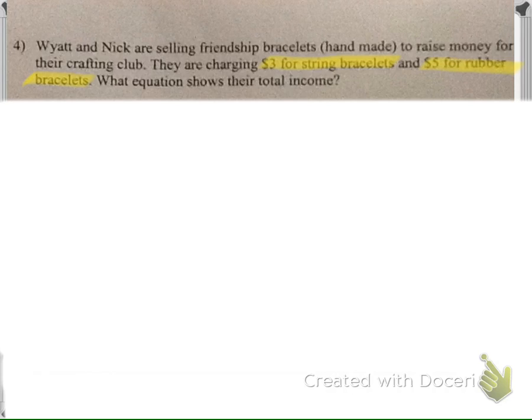Okay, I've heard most of you say you think a problem might be standard just because it gives you a lot of numbers. In this case, I'm given 2 numbers, just like with slope-intercept form. But I have to realize that those 2 numbers are different unit rates. $3 per, so they're different variables. $3 for a string bracelet, $5 for a rubber bracelet. Okay, so it's giving me 2 different variables, string bracelets and rubber bracelets. So that tells me that it's standard.